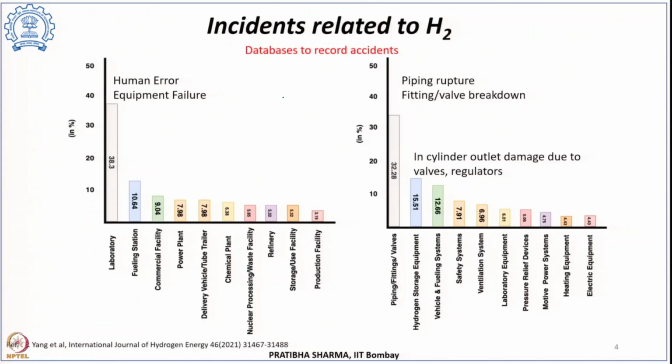Over the past 100 years, hydrogen has had lots of applications in different industries, but the industries are very cautious while using hydrogen. Till now, in all the incidents reported here, most of the cases were due to human error and equipment failure. Most of this human error and equipment failure was observed in laboratory cases.